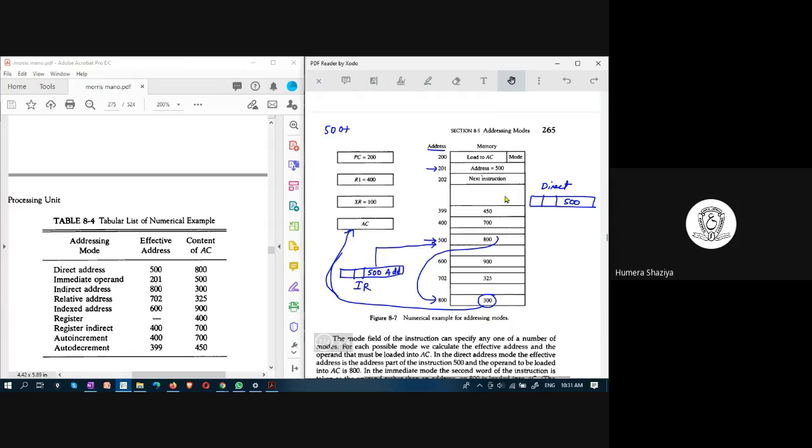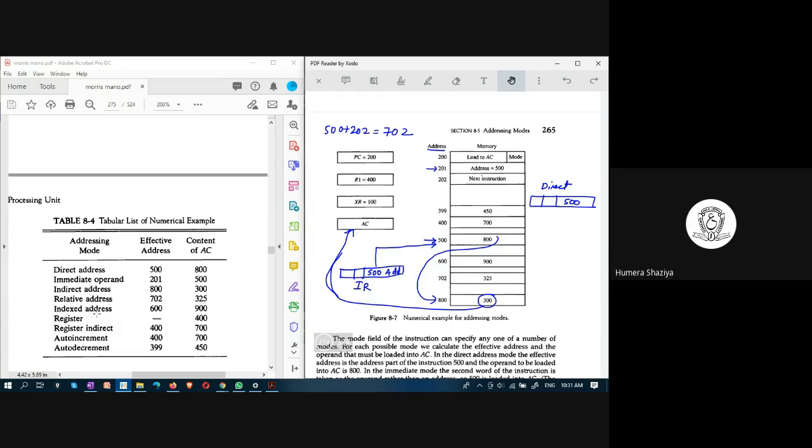So PC when incremented would become 202, not 201. So this is 202, which is equal to 500 plus 202, 702. So 702 is the relative address, and when you go to 702, what is the value? 325 will be stored in accumulator. 325 is operand now. This is relative address.